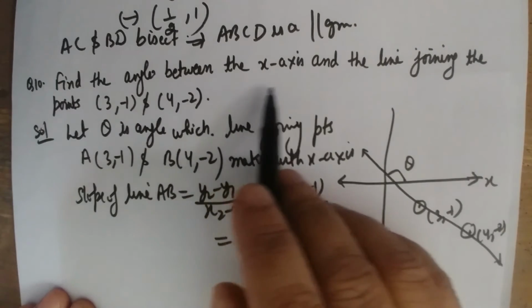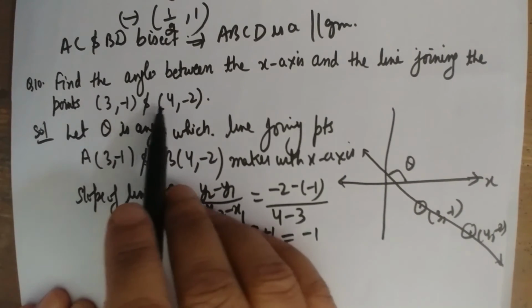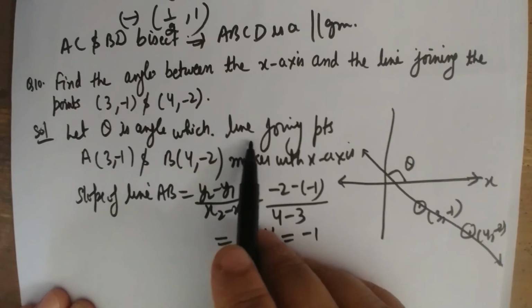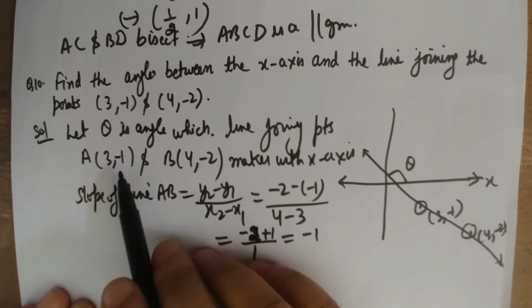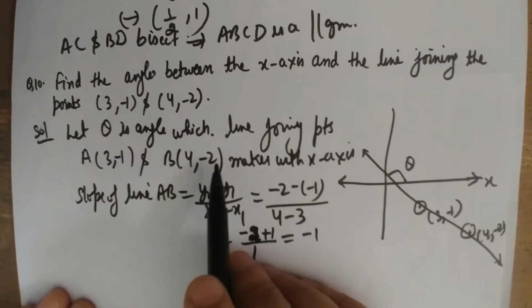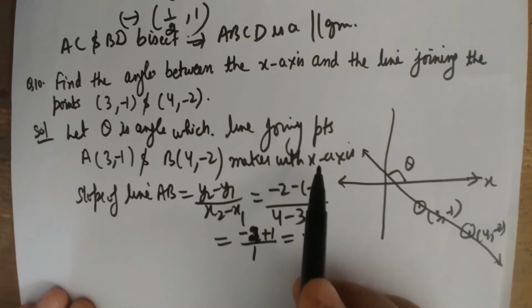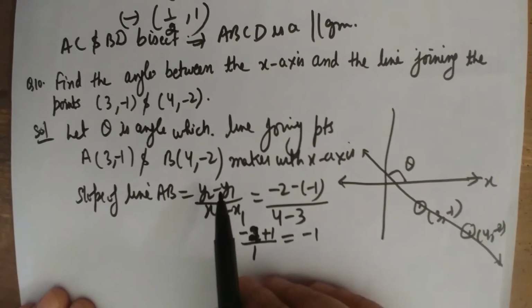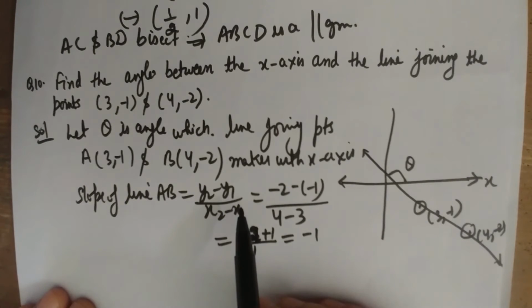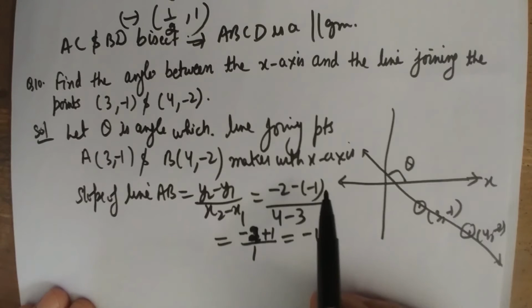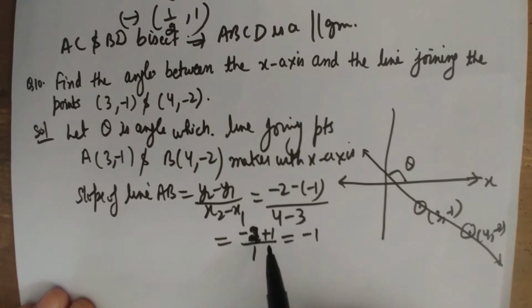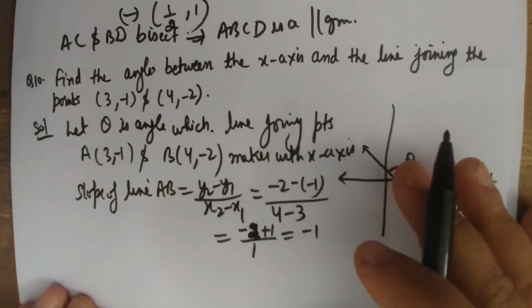Let's find the angle between the x-axis and the line joining the points 3, -1 and 4, -2. Let theta be the angle which this line joining the points A, coordinate 3, -1 and B, coordinate 4, -2, makes with the x-axis. Firstly, we'll find the slope of the line AB using the 2-point form, y2 minus y1 upon x2 minus x1, right? It is -2 minus -1 upon 4 minus 3. So it is -2 plus 1 by 1, that is, it is -1.